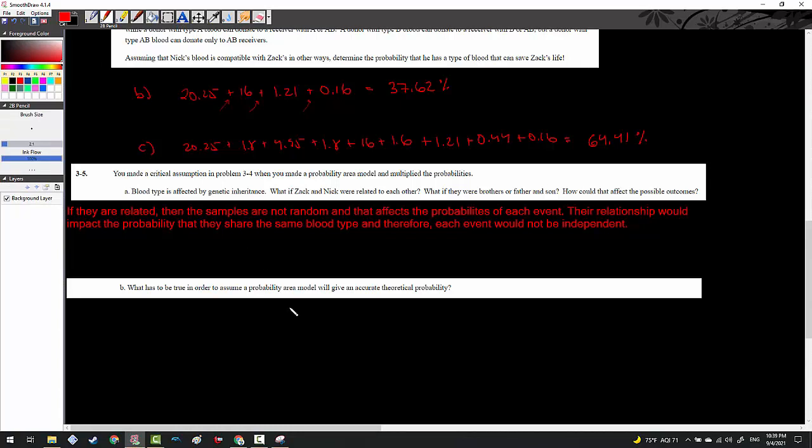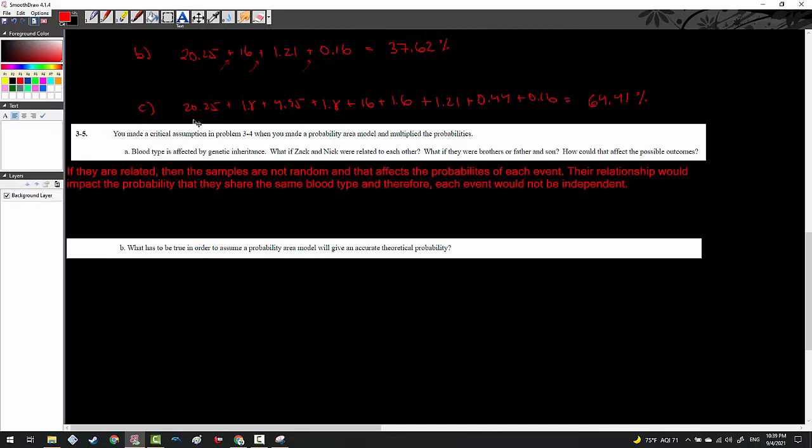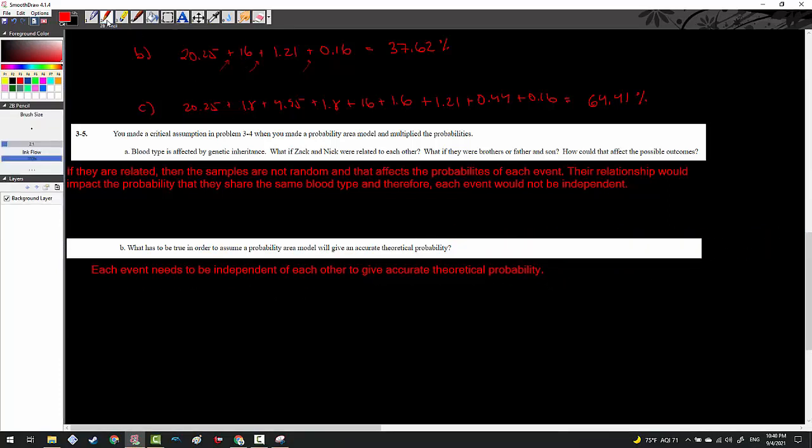So in other words, to answer part B, it says what needs to be true in order to assume a probability model will give an accurate theoretical probability. The reverse of this needs to be true, which is that each event needs to be independent of each other to give accurate theoretical probability. In other words, one event can't affect the other one happening for us to get accurate probability.